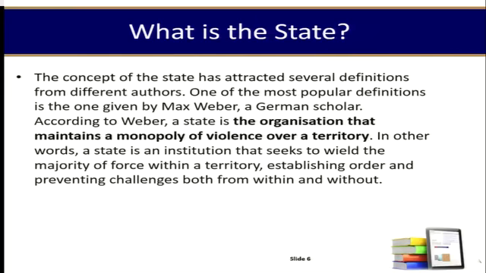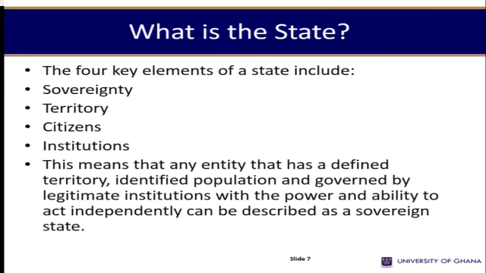The concept of the state has attracted several definitions, you must note, from different authors. But one of the most popular definitions is the one given by Max Weber, a German scholar. According to Weber, a state is the organization that maintains a monopoly of violence over a territory. In other words, a state is an institution that seeks to wield the majority of force within a territory, establishing order and preventing challenges both from within and without.